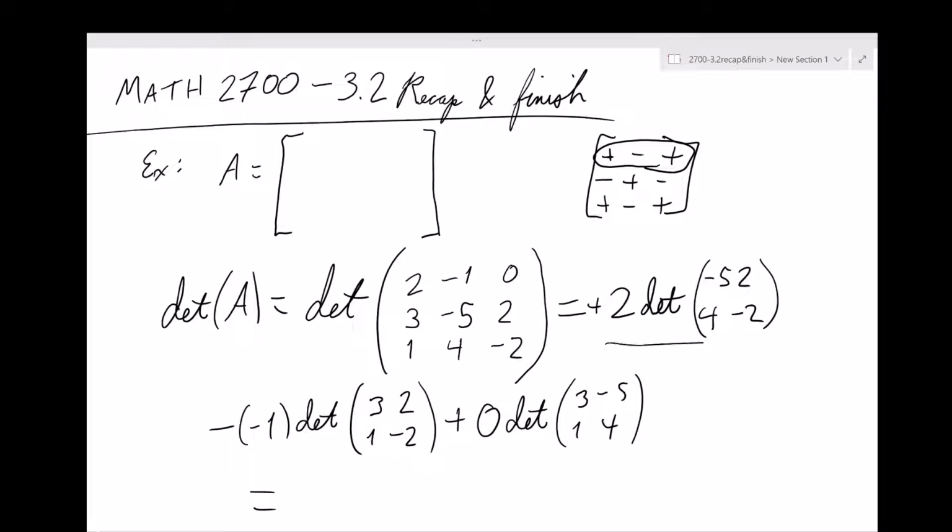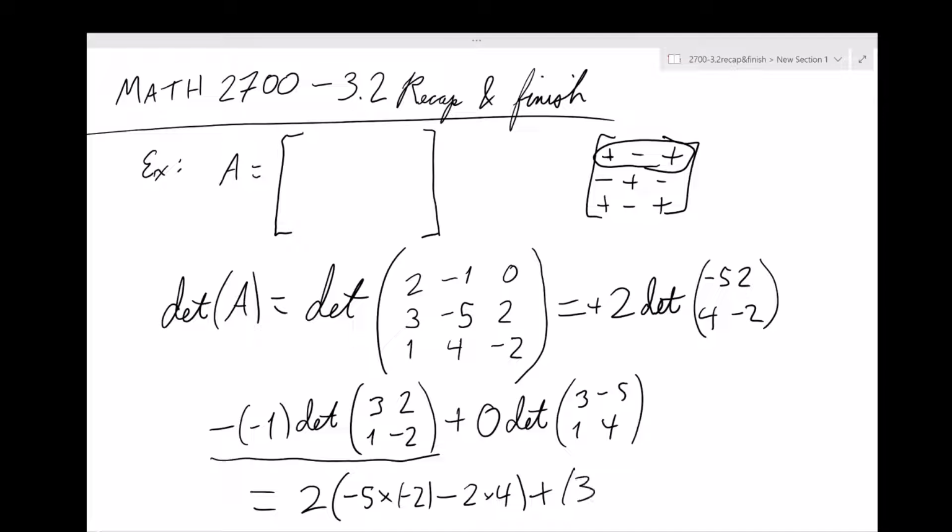And okay, so that's going to give me here, we've got 2 times the determinant of that 2 by 2, which is -5 times -2 minus 2 times 4. And then we've got minus -1, so just plus 1 times the determinant of that matrix, which would be 3 times -2 minus 2 times 1. And then that last term, we just have 0 times something, so that would just be plus 0.